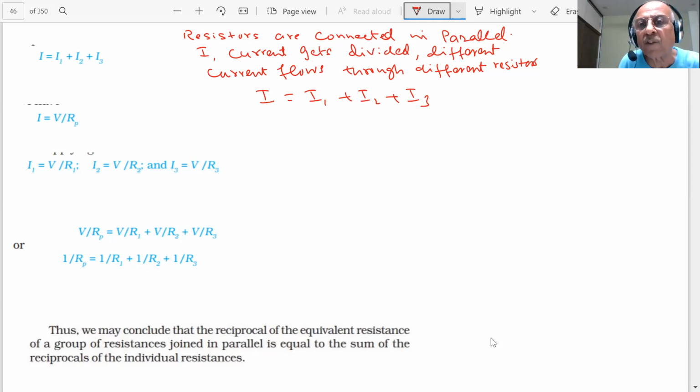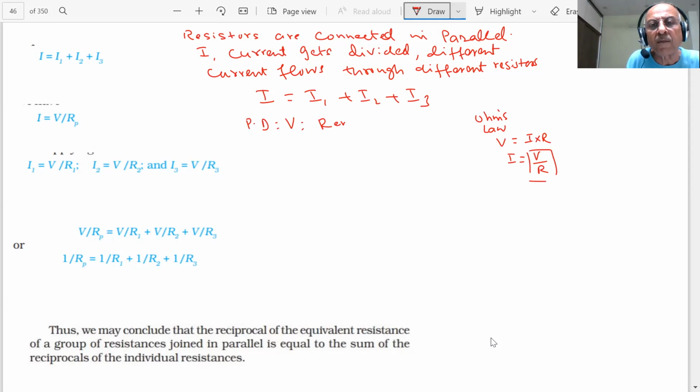Now what is Ohm's law, students? V is equal to I into R. What is I then? I is equal to V by R. Okay? We know it. And in parallel, the potential difference V remains the same across each resistor. Clear? V does not change, but current gets divided.